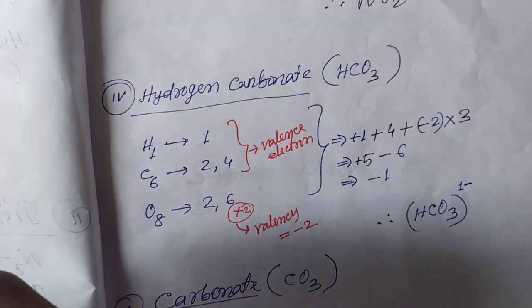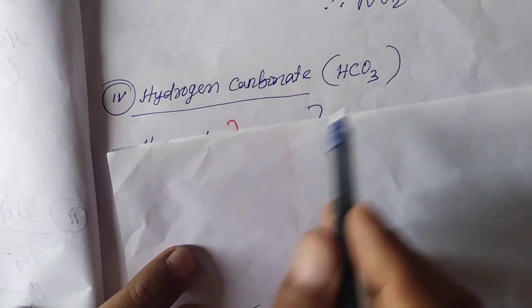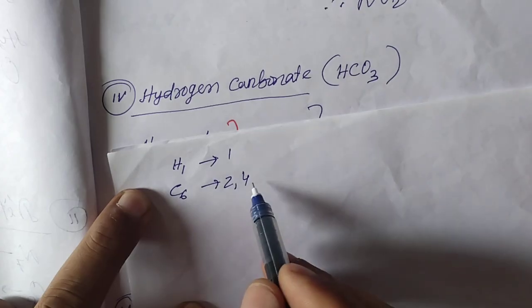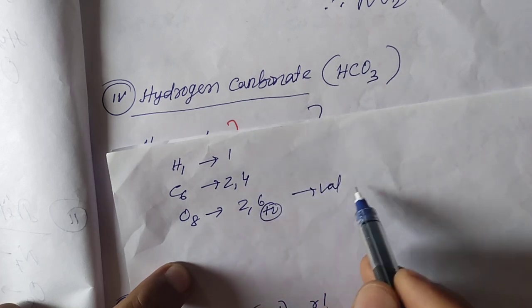Now HCO3, again we find the valency. Here oxygen is negative. Hydrogen is 1, valence electron 1. Carbon is 6, which is 2 and 4, valence electron 4. And oxygen, as we have discussed several times, is 2 and 6, borrowing 2 electrons, so oxygen valency is -2.